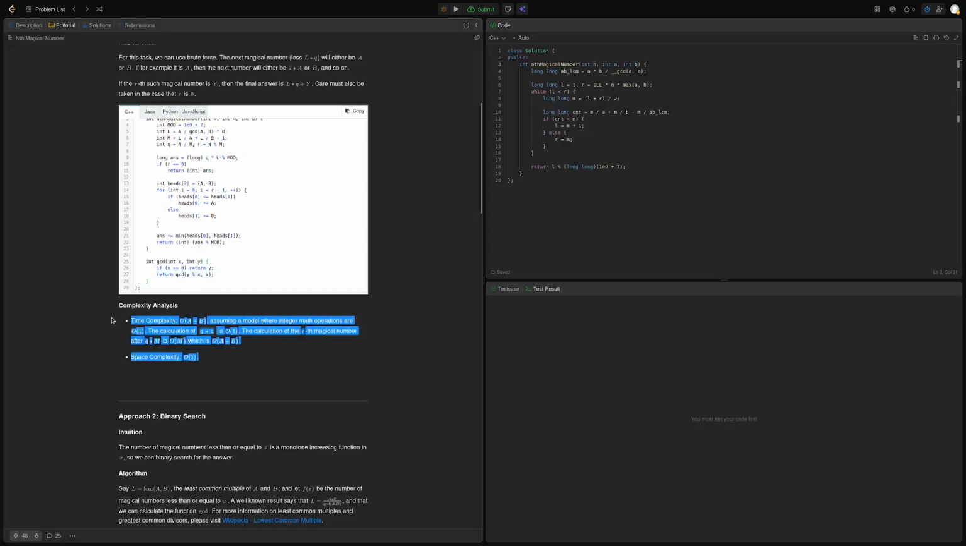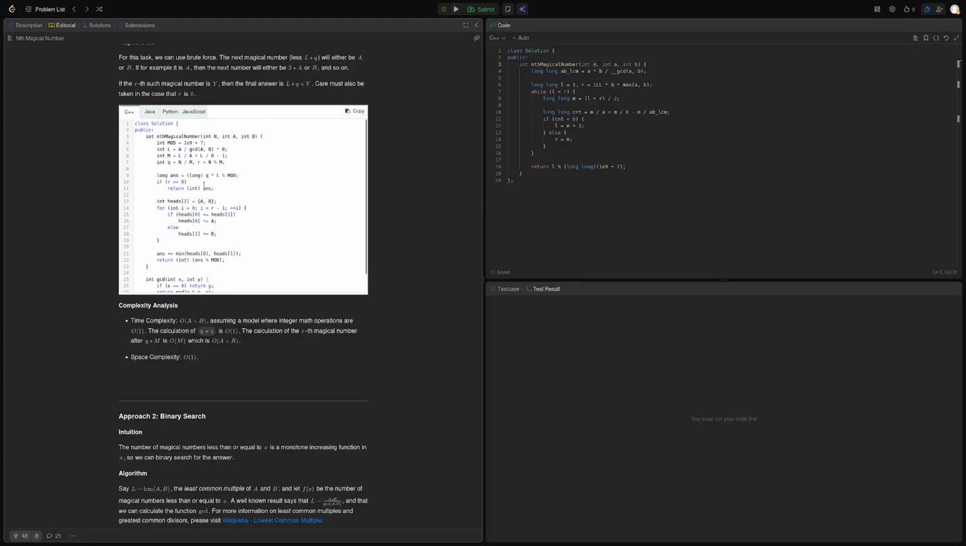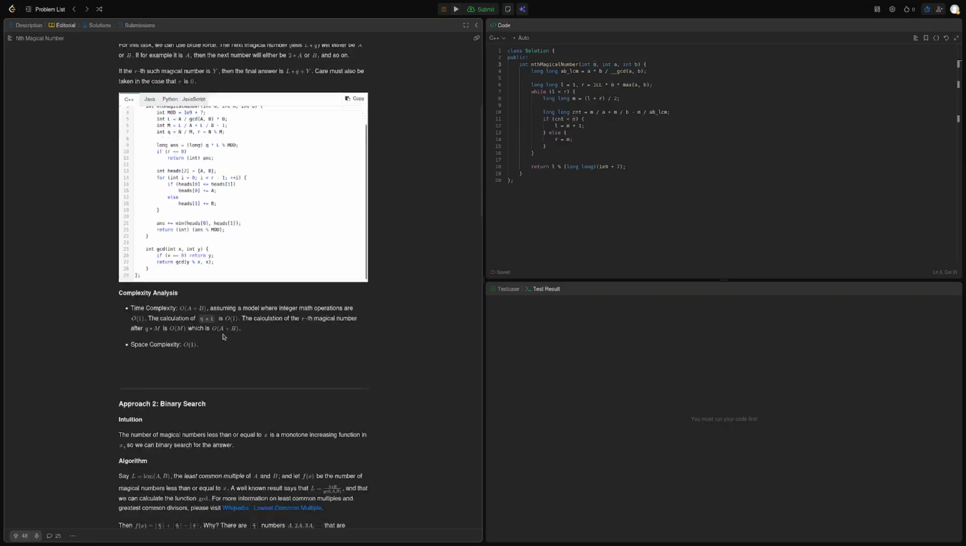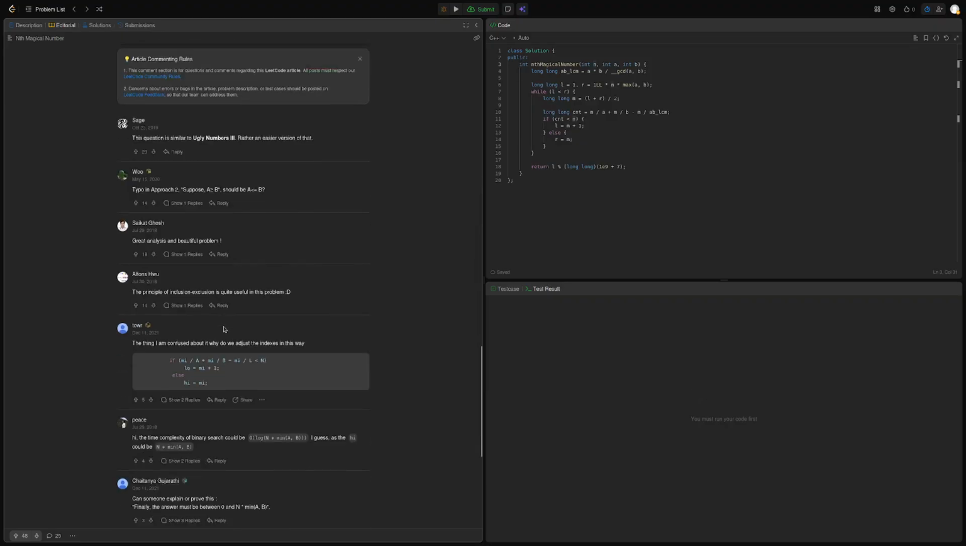But that's slow actually. That is very slow, bruh. Couldn't it be done faster than O of A plus B? I'm not sure, and I don't care. The binary search is faster, so who cares?